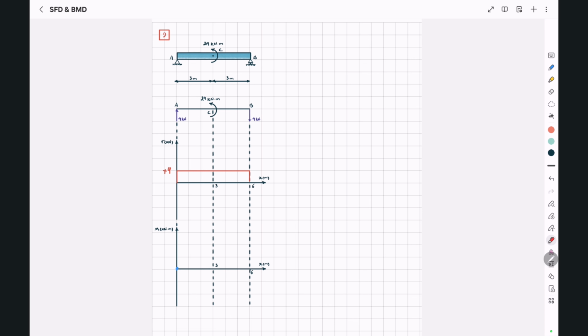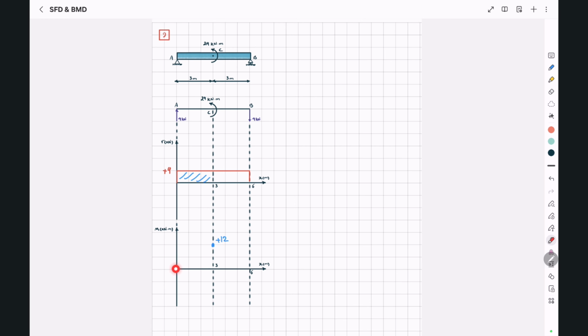Between A and C, we don't have any concentrated moments. So the change in moment between these 2 points will be this area here, which is equal to +4 multiplied by 3, or 12 kilonewton meter. MA was equal to 0. The change in moment between A and C was +12. So 0 plus 12 will be the value of our moment at point C, or somewhere around here. This is +12.